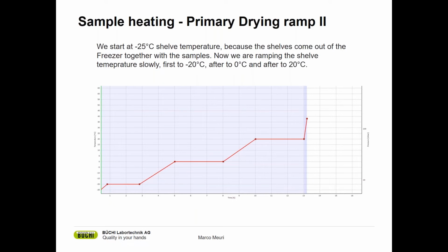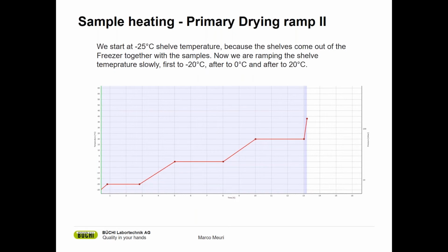So we place the samples in the freeze dryer and we start applying heat, and we do that with a ramp. So we start first with minus 20 degrees. We stay for a certain time at minus 20. We increase to 0 degrees over a certain time period. We stabilize the system again by leaving the temperature stable, and we increase again to 20 degrees.